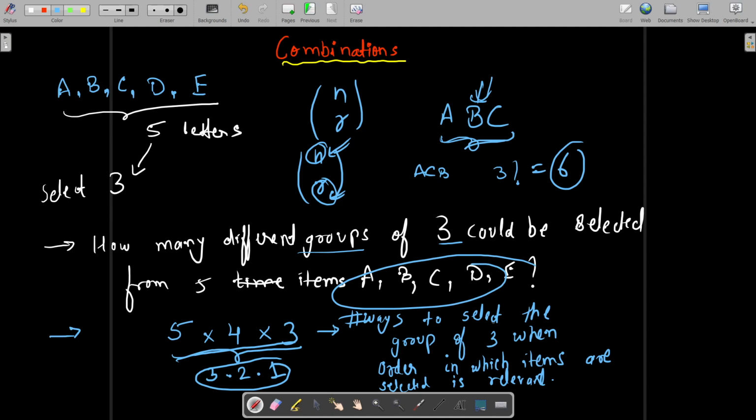Now there are two contradictory statements here. I wrote here that the order of items is relevant. So what is this? Let's discuss this in a next video, why I wrote this. But let me try to finish the derivation of this NCR.